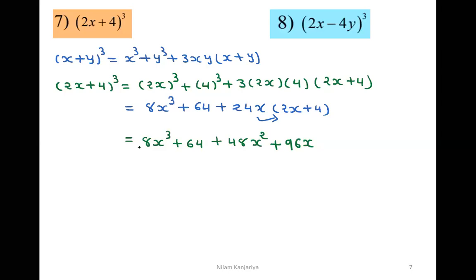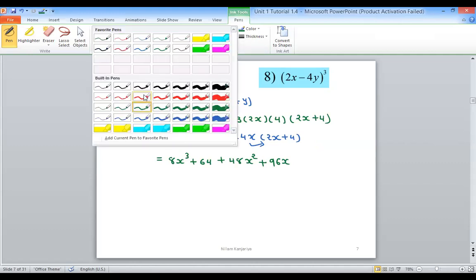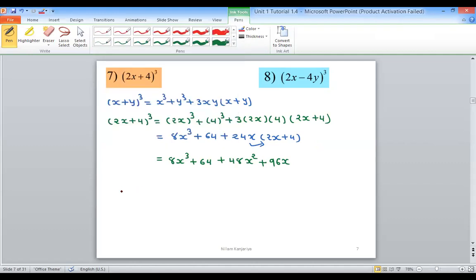Now, question number 8, you try. I give the identities and tell me the final answer. Use in question 8 this is x minus y whole cube. It is x cube minus y cube minus 3xy, x minus y. And the answer of the question is, what?